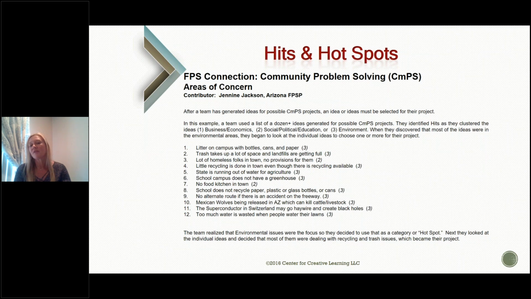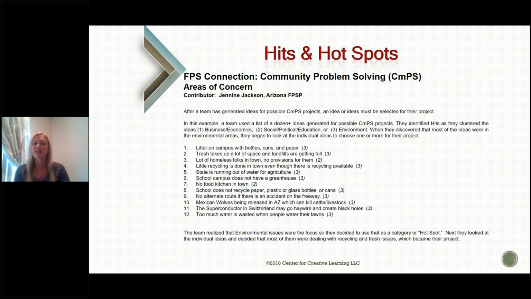And then you'll see that we've put the number 3 behind all of the ideas that are focused on the environment. And that's many of these projects. So what we did is we used this to create hotspots. So we took all of our hits, the ideas themselves, and then we grouped them together to create hotspots.